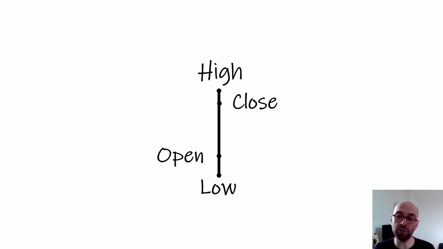If we join these, we have a bar. Then, just to make the open and close easier to read, we put some horizontal ticks on the side. This is what's called a bar, and if we had a collection of these, it would be a bar chart. This is very common, another very popular way to represent data on a chart. At a quick glance, you can see the open, the close, the low, and the high.